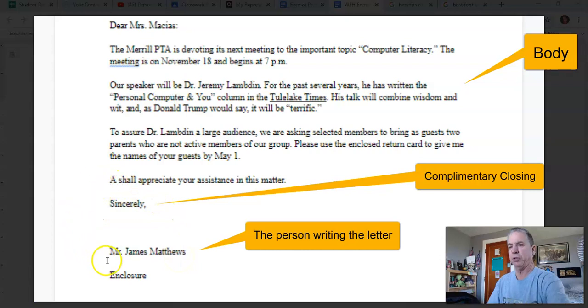This section here that includes the complimentary closing and the typed name of the person writing the letter, along with the space in between where the letter writer would actually sign the letter, this is known as the signature block. That particular section of a letter, signature block.